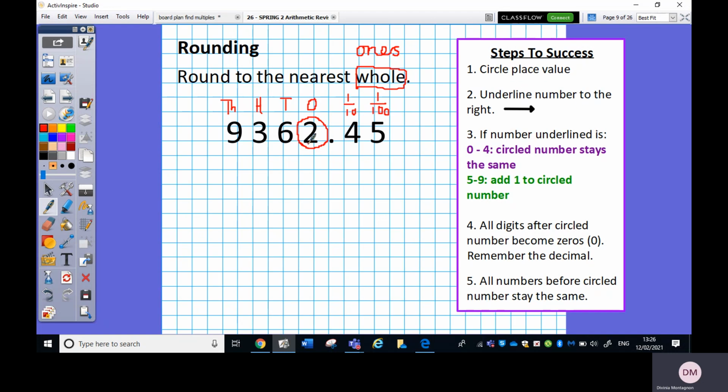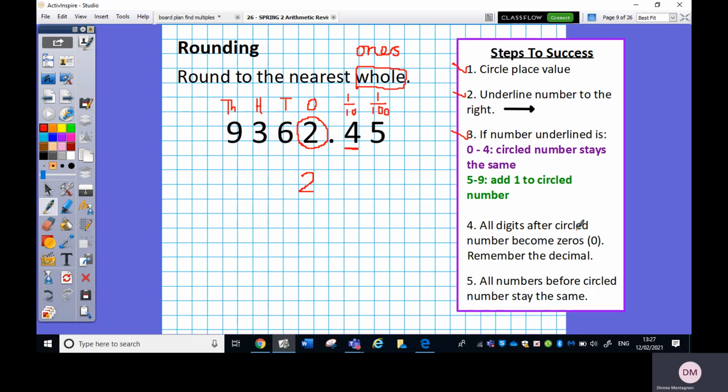Okay, so now that we've circled the place value that we need to round, underline the number to the right. So if I'm looking to the right, it's this number, my tenths. Now, if the number underlined is 0 to 4, then the circled number stays the same. The number is 4, so my circled number stays the same. I'm going to write 2 here. Oh, let me tick as I go along.